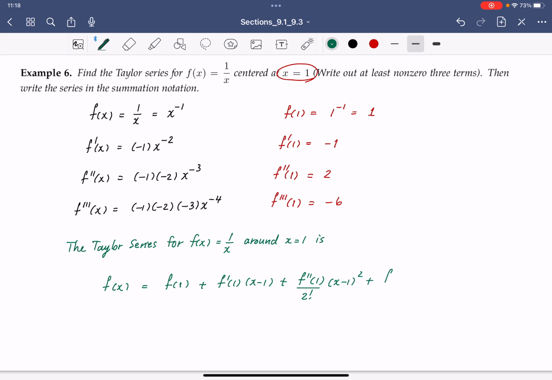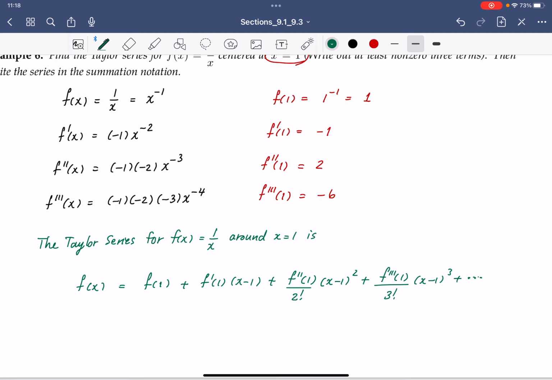So for today, this may feel super easy for some of you because you just plug in things. So hopefully you can memorize the formula now. This is the Taylor series.